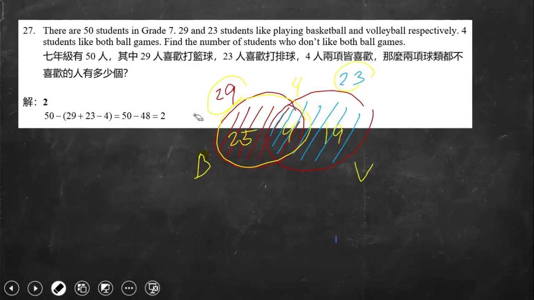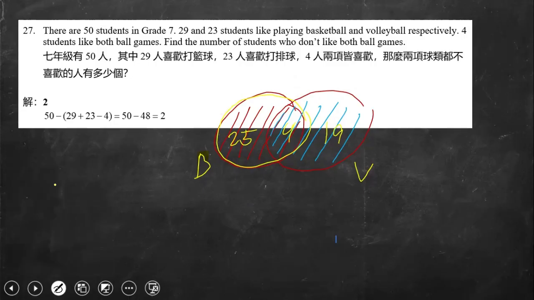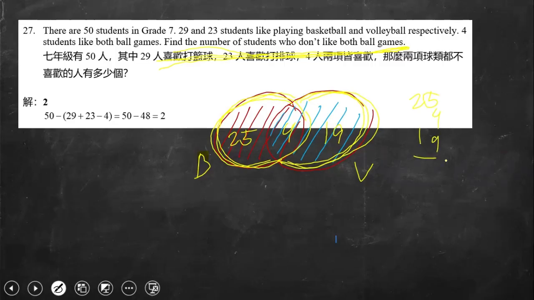Since we know the intersection, it makes things a lot easier. So just adding them up, we need to find the number of students who don't like both ball games, right? So adding up the numbers of students who like to play basketball and volleyball, we have 25 plus 4 plus 19, so 48. It means that there are 2 students who don't like either. That's how we compute.